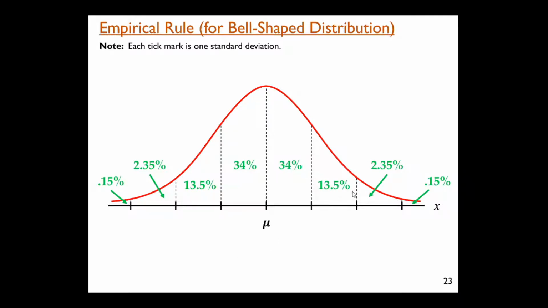So you add up all these percentages, you should get 100%. And also, if you cut this in the middle like this, and add up these parts, you should get 50%, because it's symmetric.